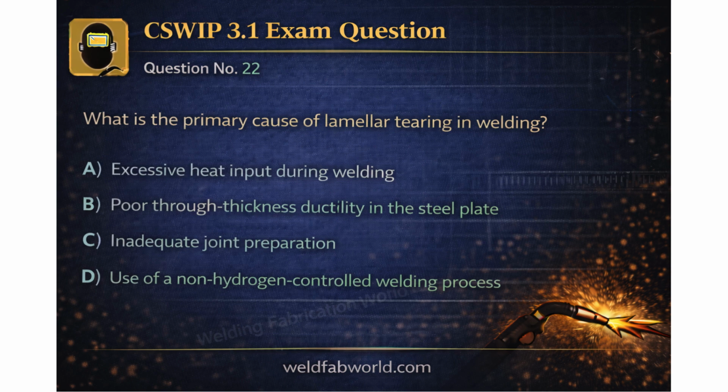Options. A. Excessive heat input during welding. B. Poor through-thickness ductility in the steel plate. C. Inadequate joint preparation. D. Use of a non-hydrogen controlled welding process.